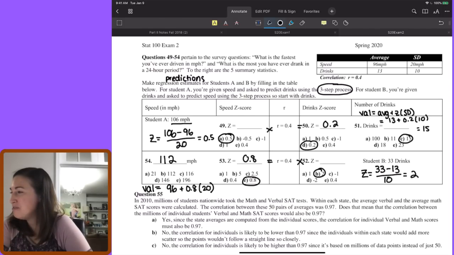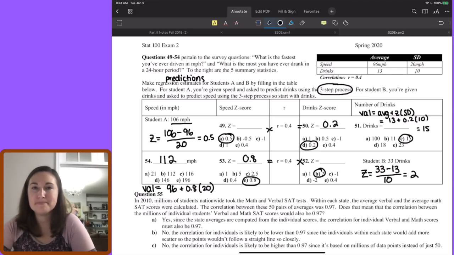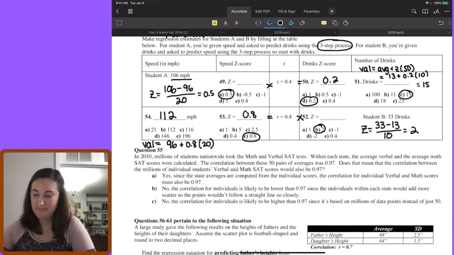Will this be in table format on the exam? Yes, it will. Cool, that looks good.